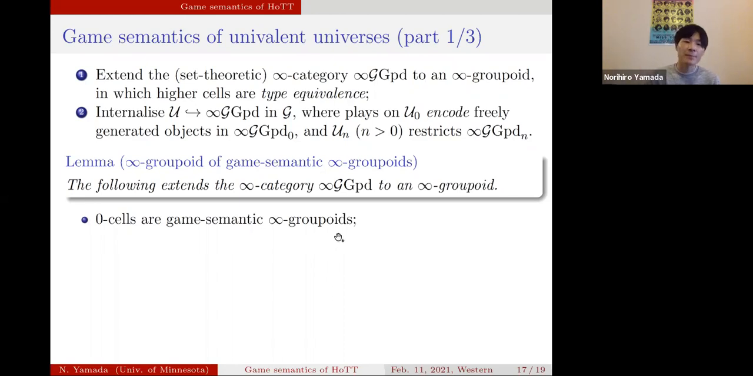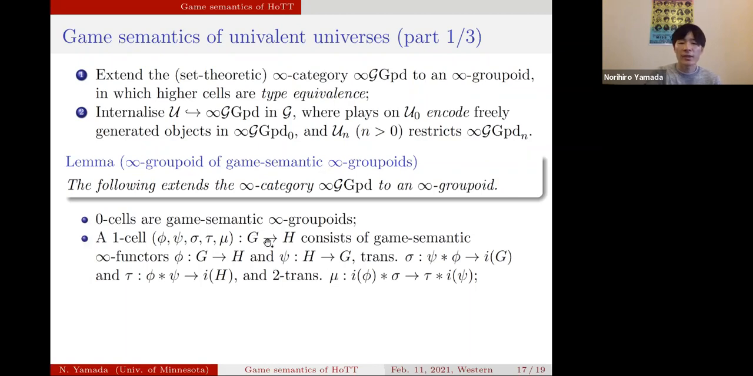And here is the main idea. One cells from G to H are quintuples such that the first element phi is a game-semantic infinity functor from G to H. A second component psi is meant to be the inverse of phi, so from H to G. The third component sigma is meant to be a retraction witness or unit, of this form. And tau is meant to be a co-unit, of this form. And finally, mu is meant to be the coherence between sigma and tau.